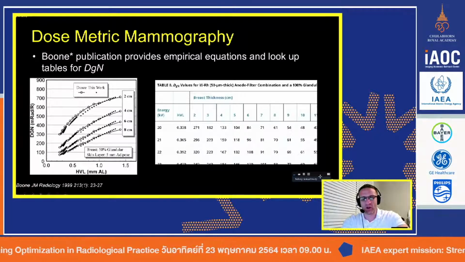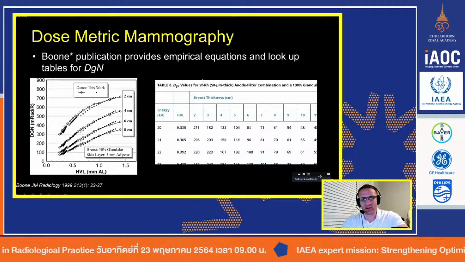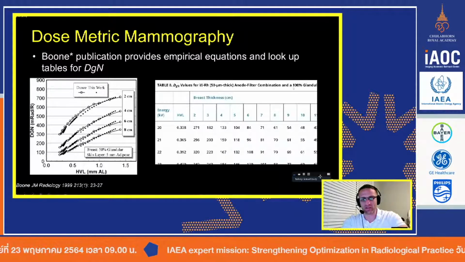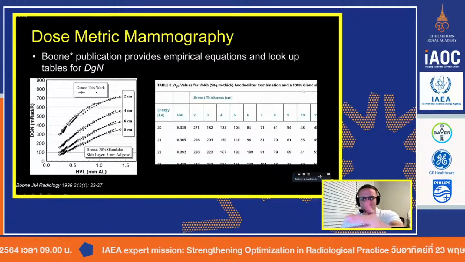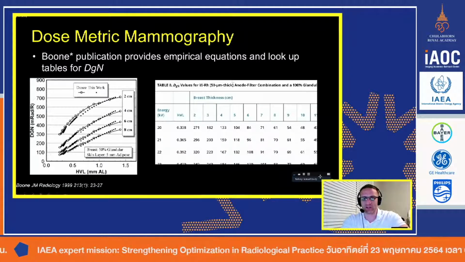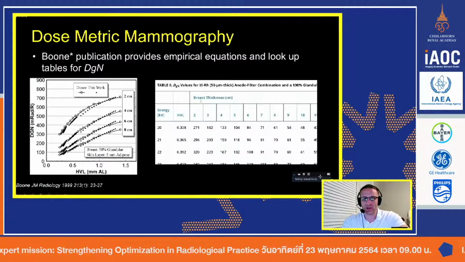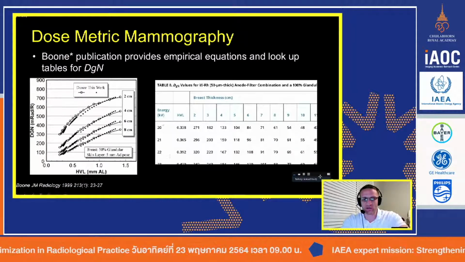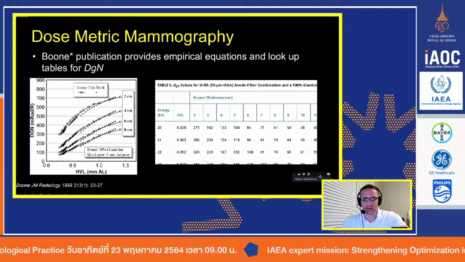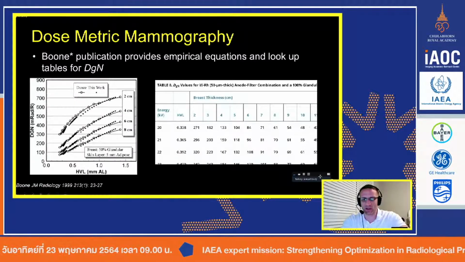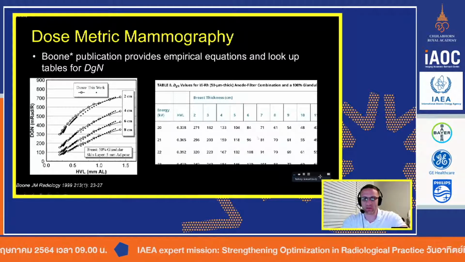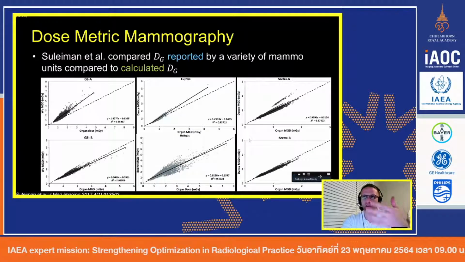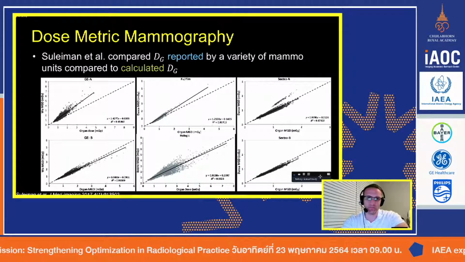So you can go in and look at all these tables depending on your combination of target, filter, and whatever assumption of glandularity. This table, which I just took a screenshot of, is for 100% glandularity for the tungsten, rhodium target-filter combination. Then you would just know what kV you used, and you would know the half value layer for that system. Depending on how thick the breast is, you'd pick a number, let's say this 96 value, and that's the value you would multiply by the air kerma to get your mean glandular dose.